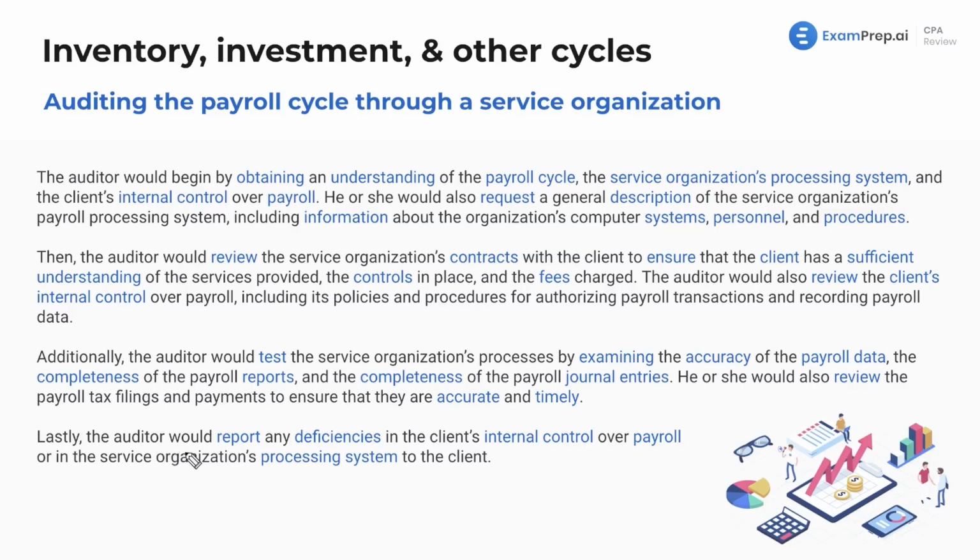Lastly, here, the auditor would report any deficiencies in the client's internal control over payroll or in the service organization's processing system to the client. Now, a lot of times, ADP is a public company. ADP has an audit as well. And the auditor, if you're auditing Microsoft and Microsoft uses ADP, you would incorporate ADP's financial statements into the audit of Microsoft because ADP performs a significant function of Microsoft, which is paying their employees. Now, if any of you work for Microsoft and they don't use ADP, sorry, I don't really know who Microsoft uses. That is my example for the day.